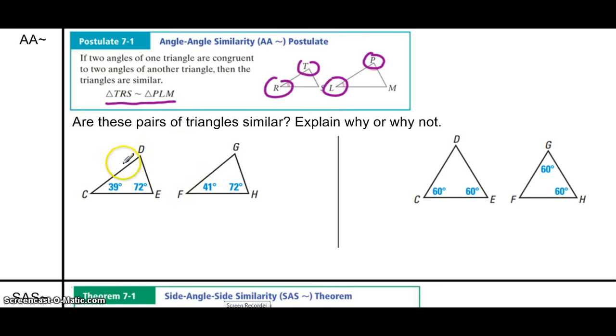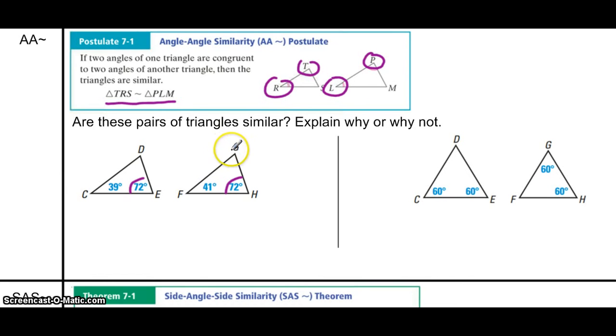So let's look at this first example here. We've got one triangle with angles 39 and 72 degrees, and another triangle with angles 41 and 72 degrees. So it looks like we've already got one pair of congruent angles, but remember, for this shortcut we need 2, and 39 is not congruent to a 41 degree angle. What about this last angle up top?